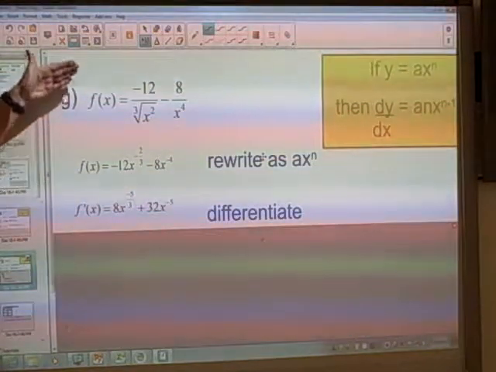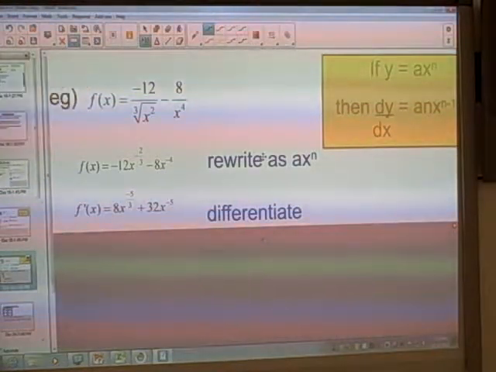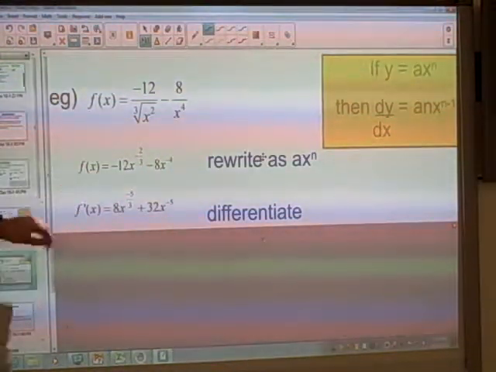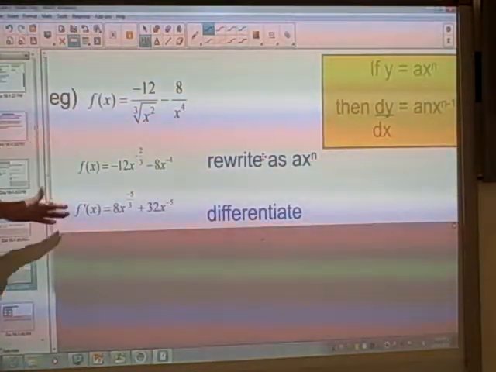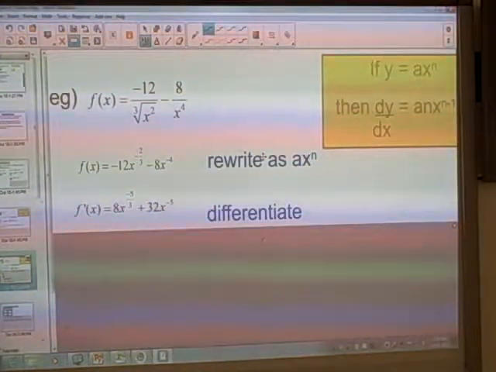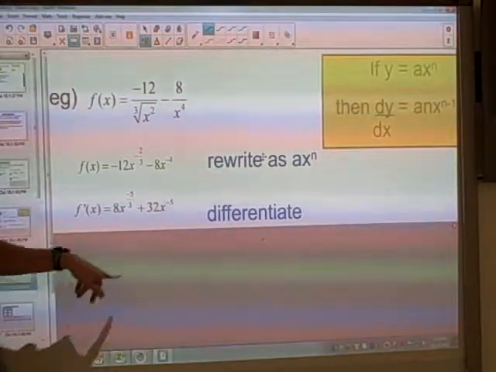Notice for this question also, I wrote the question slightly different as well. Instead of writing y, I actually put f of x. Now on this step here, I just rewrote, so I didn't change anything. But when I differentiated, notice I didn't put dy by dx this time. So when we differentiate a function of x, we put what we call f dash of x. Or if you're doing AP calculus, we call that f prime of x. So just a different way of writing that question.